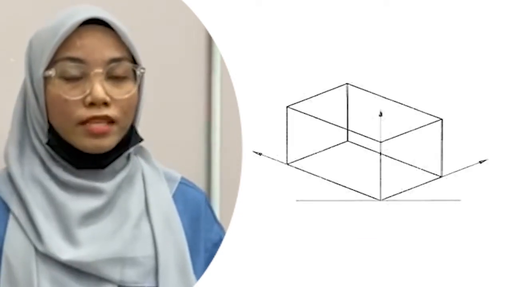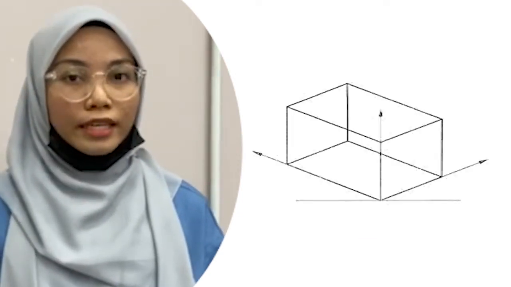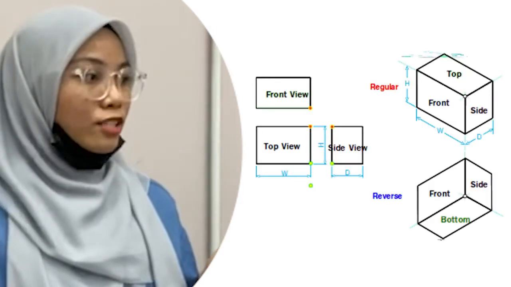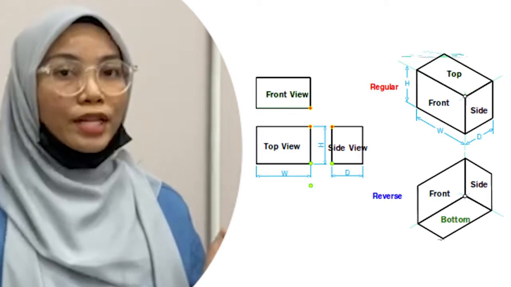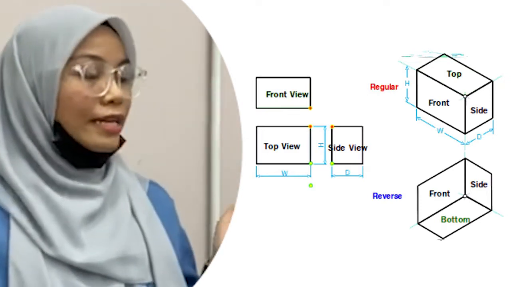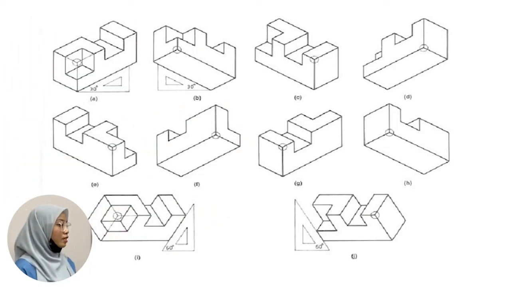Next is the picture of a box in isometric drawing. This is isometric sketching from a multi-view drawing. Next is the selection of isometric axis view. View A is preferred as it reveals more details than the others. Next, I will pass to Javed to show you how to draw the isometric drawing.